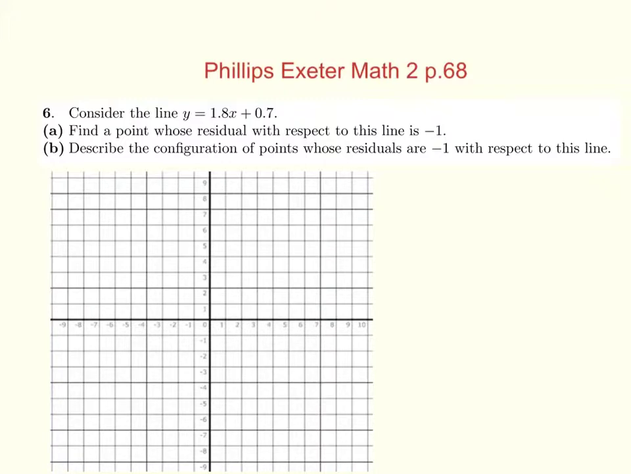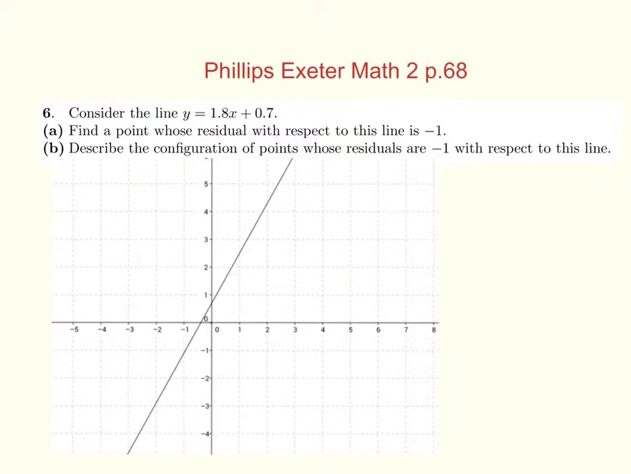So I'll bring that in here. Okay, so now here's our graph of the 1.8x plus 0.7. A was to find a point whose residual with respect to this line is -1. So we just want any point. How many points are there with a residual of -1? Infinite. We could pick a lot of them.